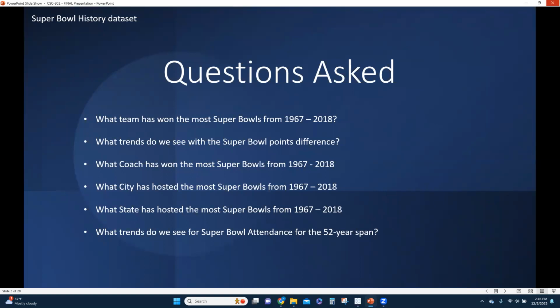Now, the questions that were asked for the Super Bowl history data set: What team has won the most Super Bowls from 1967 to 2018? What trends do we see with the Super Bowl points difference? What coach has won the most Super Bowls from 1967 to 2018? What city has hosted the most Super Bowls from 1967 to 2018? What state has hosted the most Super Bowls from 1967 to 2018? And what trends do we see for the Super Bowl attendance for the 52-year span?